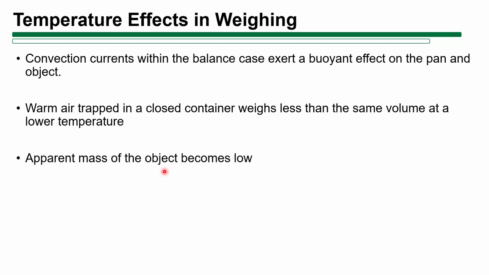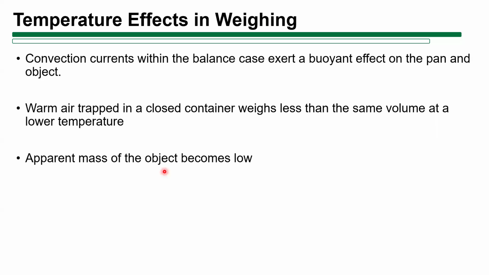As I've mentioned, before you weigh a hot or heated object, you must wait for it to cool down, all right? That's the only time when you can weigh, right? So what happens when you weigh hot objects? When you weigh hot objects, it can cause convection currents within the balance case, all right? And it will exert a buoyant effect on the pan.